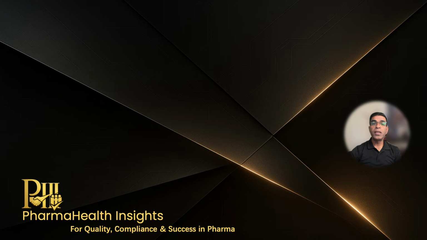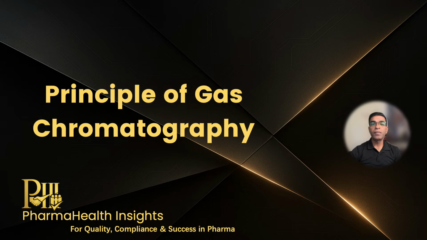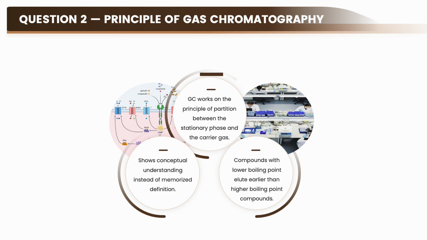Now that your basic understanding is clear, the interviewer naturally moves to the next question. What is the principle of gas chromatography? You should answer like this. Gas chromatography works on the principle of partition between the stationary phase and the carrier gas. When the vaporized sample enters the column, different compounds interact differently with the stationary phase. Some compounds move faster, some move slower, and because of this difference, separation takes place. This explanation shows logic, not memorization.